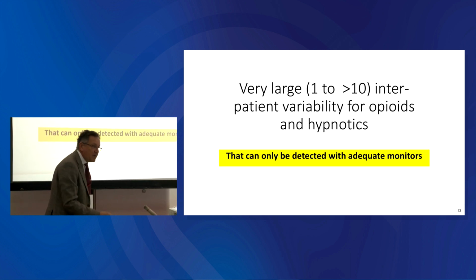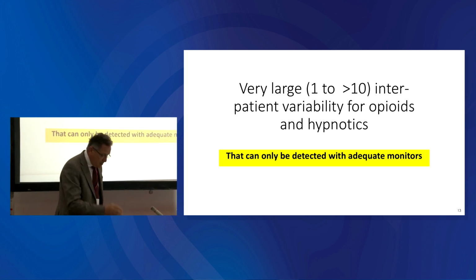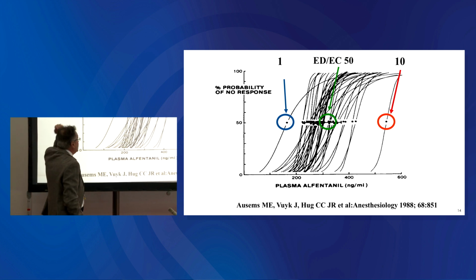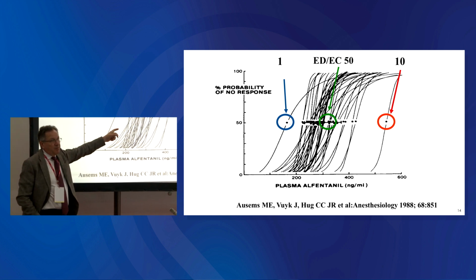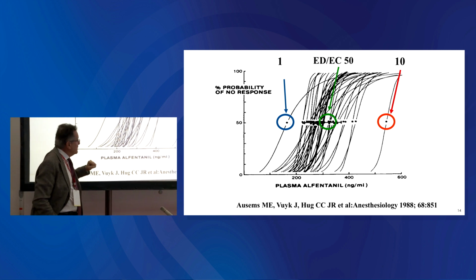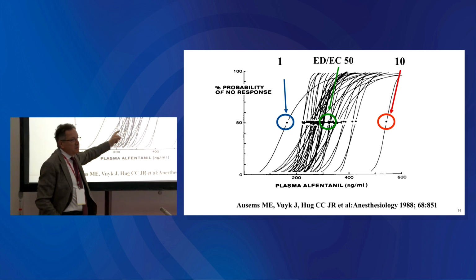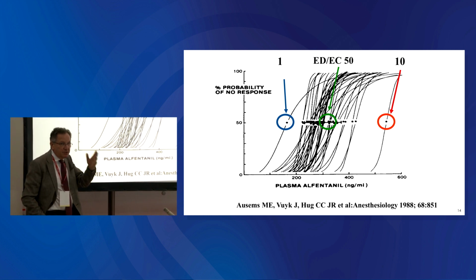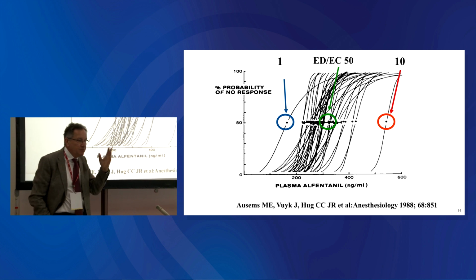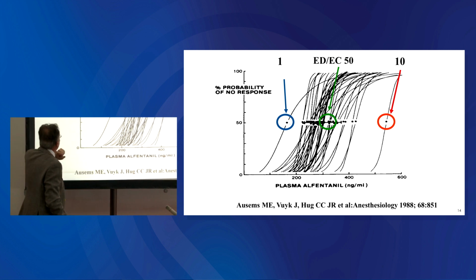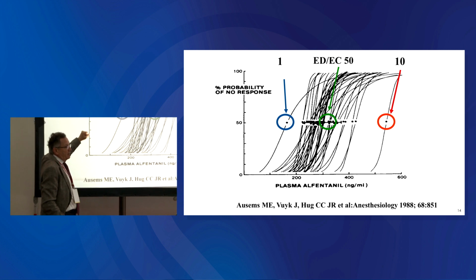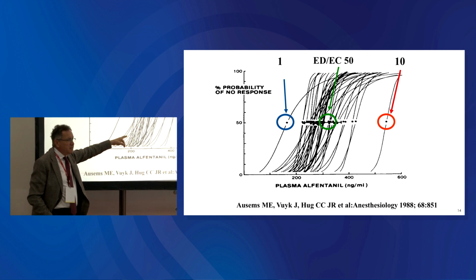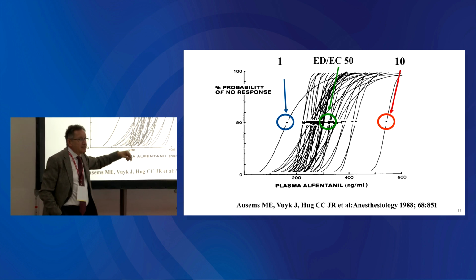So let me go back a little bit to pharmacology. Professor Sessler told you about inter-individual variation. This is old data, 1988. The green circle would be the effective dose 50, and you would have the extremes. This patient here on the left would be very sensitive. This is plasma alfentanil concentration, but you can repeat it with fentanyl, with whatsoever, remifentanil. And this is the probability of no response. And that patient is very resistant. Now, if you look at the number of patients, it's less than 50.